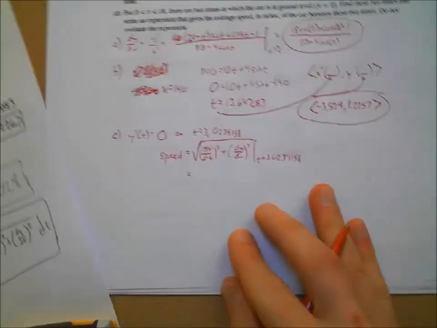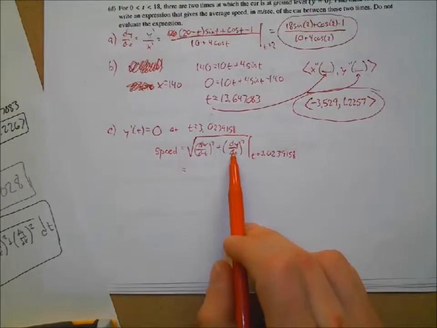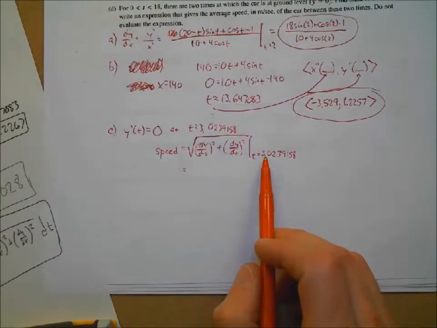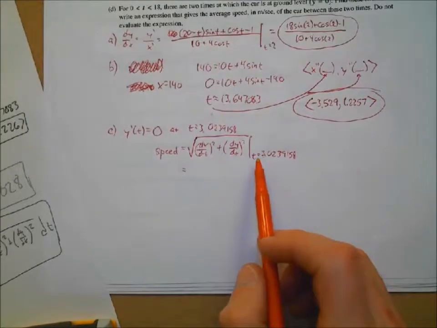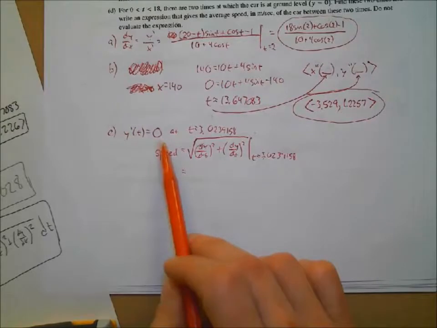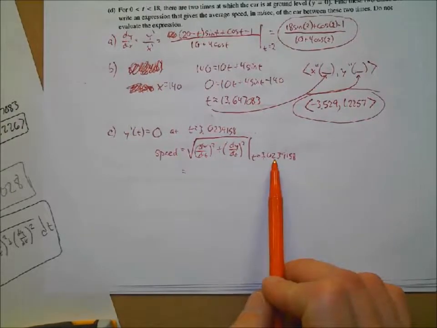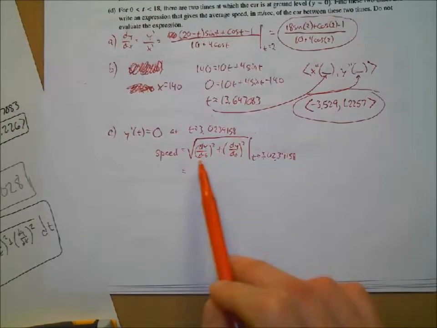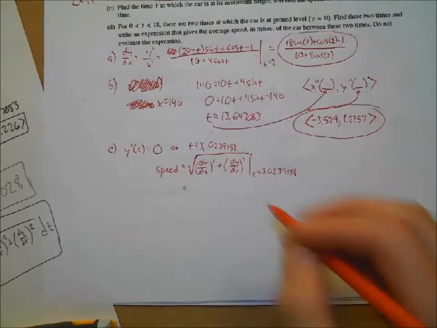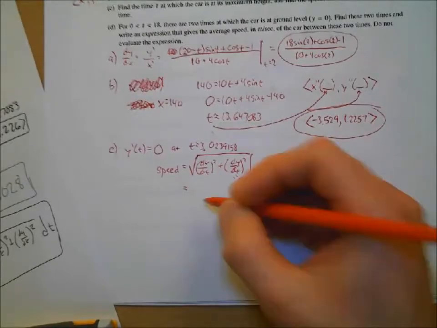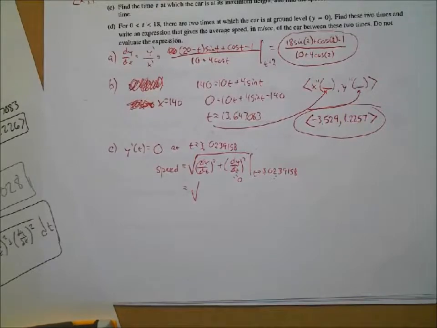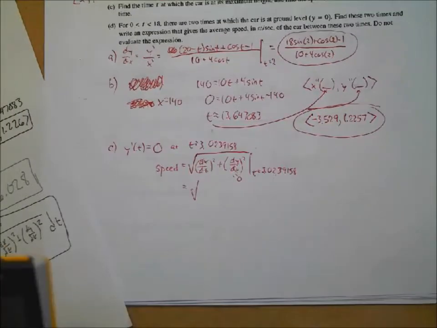Now, what is dy dt going to be at this time? It's going to be 0, right? Because how did we find it in the first place? We found this t value when we set the derivative of y equal to 0. So dy dt evaluated at that time is going to be 0. And so we really just have to evaluate dx dt at 3.02, et cetera. So this is going to equal 0, and so it's just going to be the square root of dx dt squared, which is really just the value of dx dt. So anyway, we'll finish simplifying that out here.